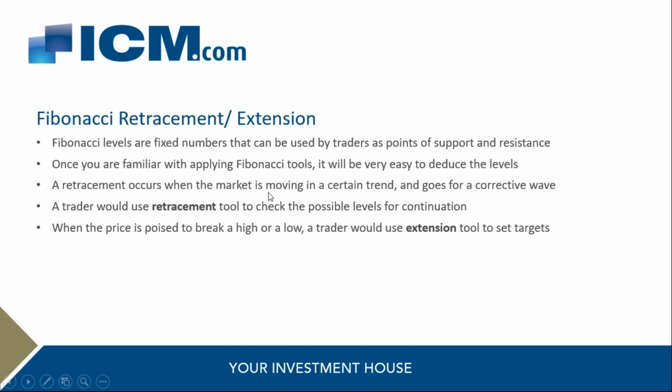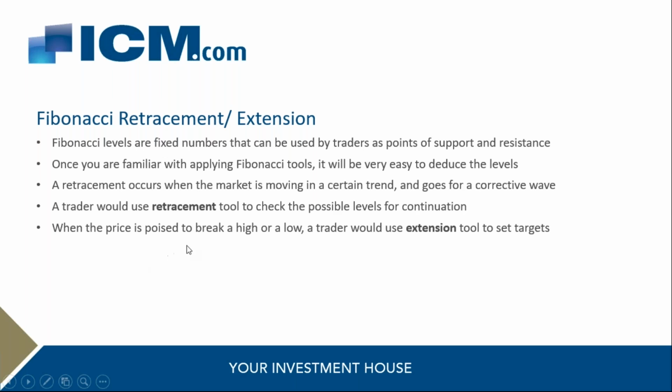Retracement occurs when the market is moving in a certain trend and goes in a corrective way. As I said, the market keeps moving in one direction and there's a small correction or some consolidation on the downside, or the market is in a downside direction and gives some bounce back, which gives us a corrective way to get into the market. A trader could use the retracement tool to check the possible levels of continuation. So retracement is a continuation of the market. For example, the market is in a bullish trend, and after a certain move it starts giving some small correction, maybe to different levels like 23% or another percentage, and the market bounces back again. This says the market is going to continue in its direction.